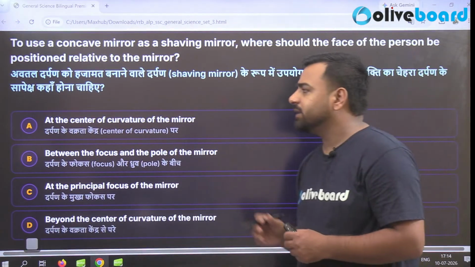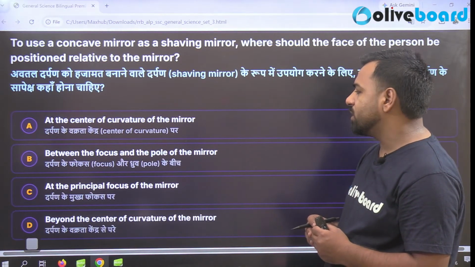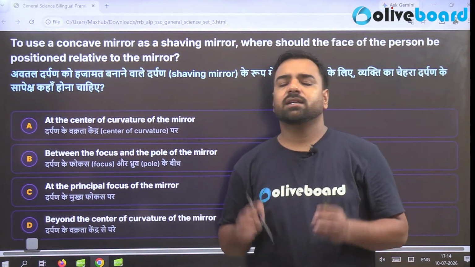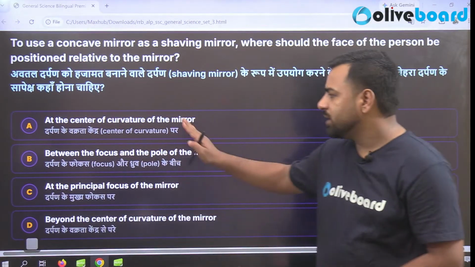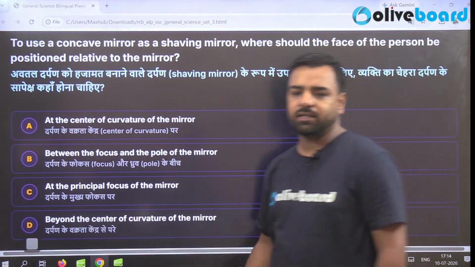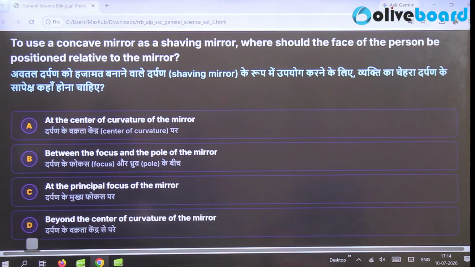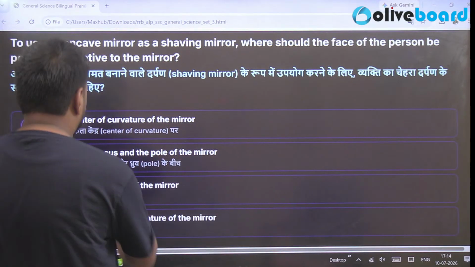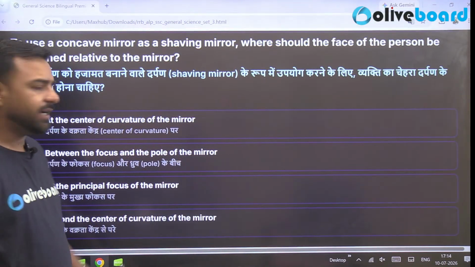So should it be at the center of curvature of the mirror, or should it be between the focus and the pole of the mirror? So guys, here the ray diagrams will help you out, and yes, the correct answer is going to be between the focus and pole of the mirror. That is option number B. Let me check how many of you have given the B answer. So no one? So yes, when the object is placed between P and F, it forms a virtual, erect and magnified image, and if we are aware of this, we can directly say that B will be the answer, right? Okay.